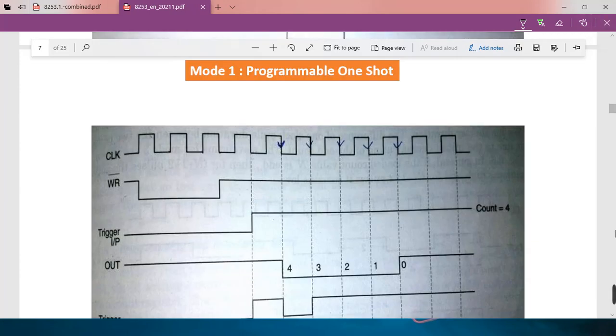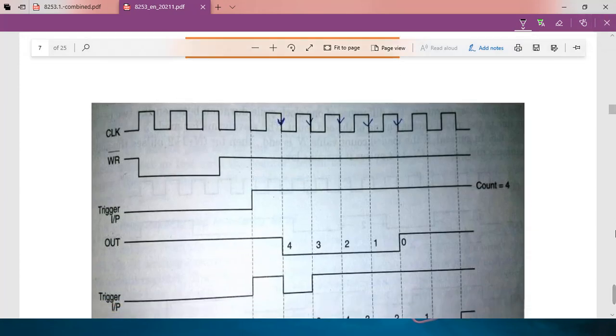The next mode is programmable one shot. If we want to generate a low pulse of certain duration, for example a low pulse of duration 4 clock periods, this mode can be used for that purpose. Whenever we write a count in the count register, for example 4 for a low pulse of 4 clock periods, we write the value 4 in the count register.